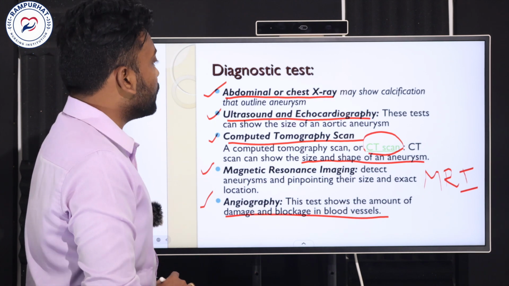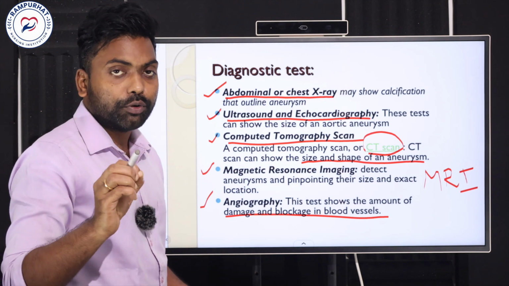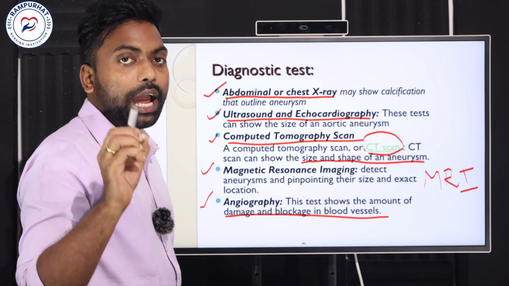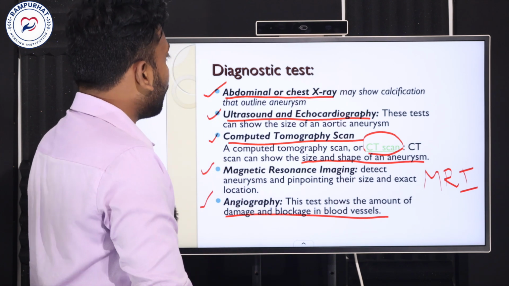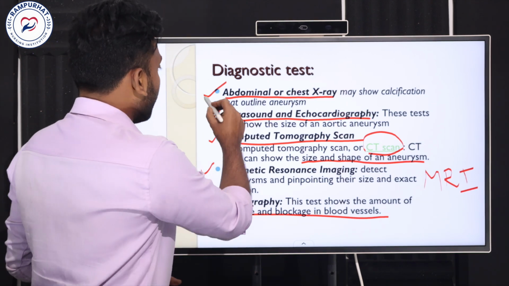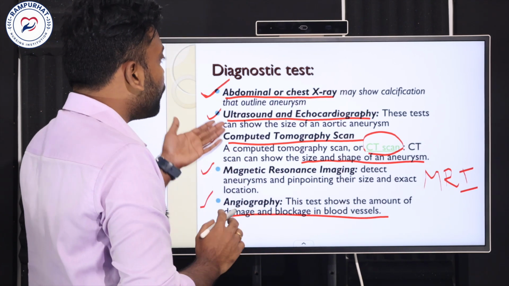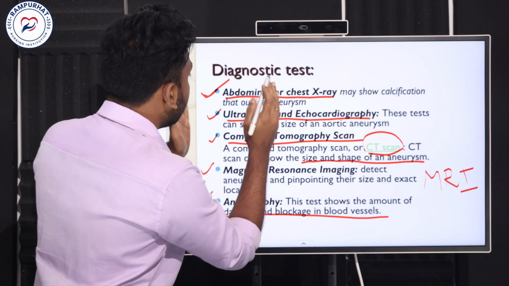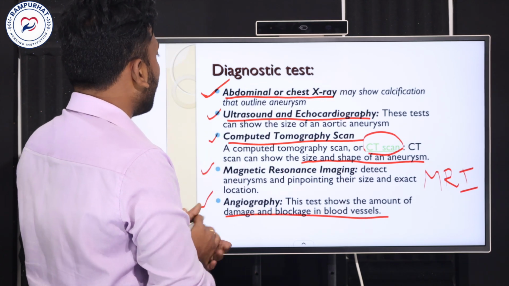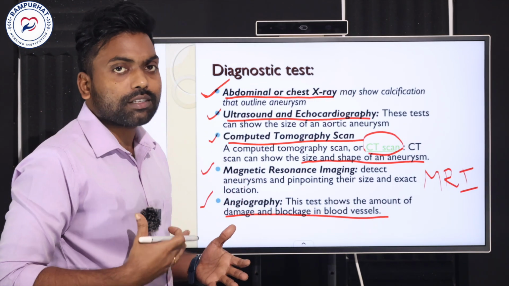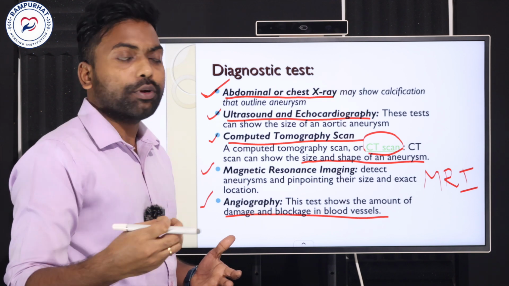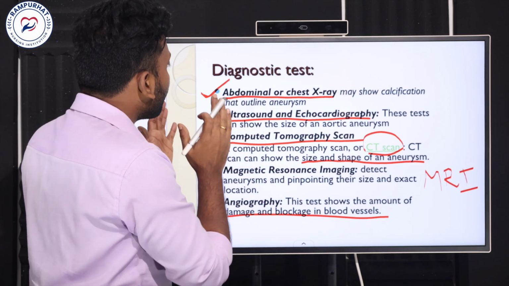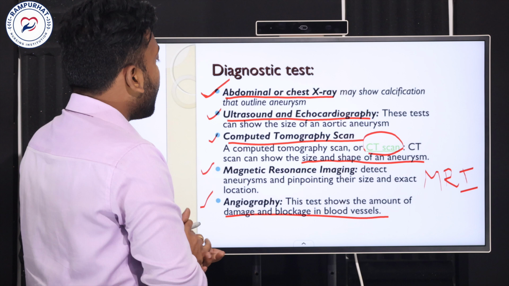So what are the diagnostic tests? If you want an in-depth analysis of the aneurysm, you need to do such diagnostic tests. The first one is abdominal X-ray, abdominal chest X-ray. It is a specialized X-ray which helps in the analysis of the abdominal aneurysm. You can find out the exact position by the chest X-ray.